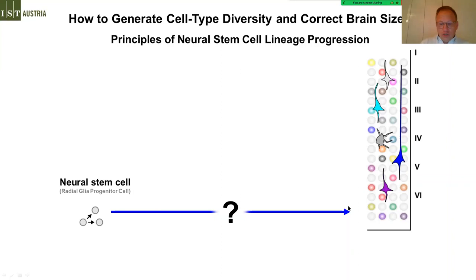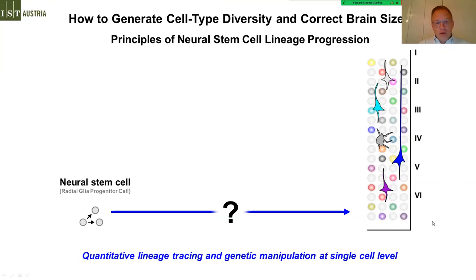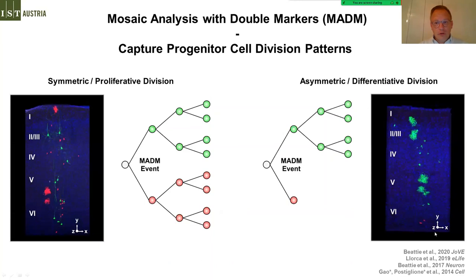And the approach that we are using in the lab is basically quantitative lineage tracing, so tracing the offspring or the pedigree of the stem cells at single cell resolution, and then also use genetic manipulation at the single cell level in order to obtain insights into the molecular mechanisms. Now, we're using the method that Juliette already mentioned, actually, that we developed or co-developed in Stanford in the laboratory of Liqun Luo, together with Hui Zong initially. And this method is called mosaic analysis with double markers.